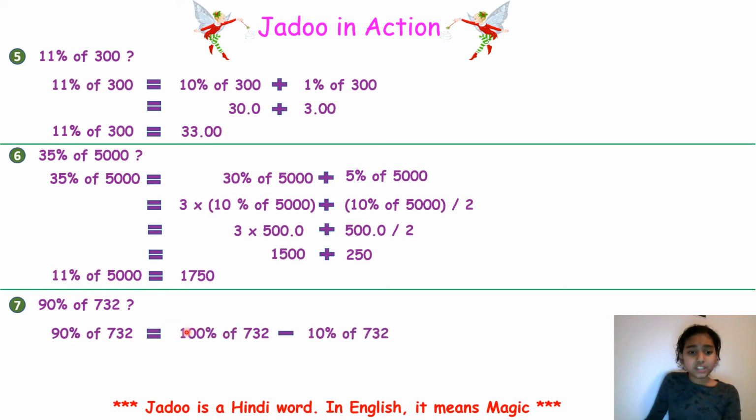Okay, next, the 7th question. As per the trick, we need to write it like this. 100% of 732 is 732, and 10% of 732 is 73.2. When you subtract those, you will get 658.8.